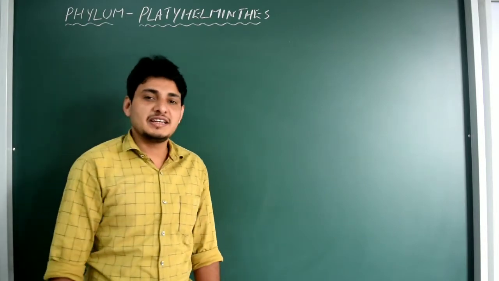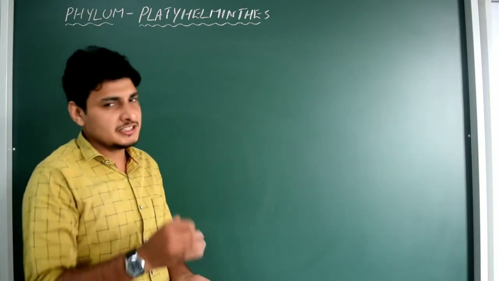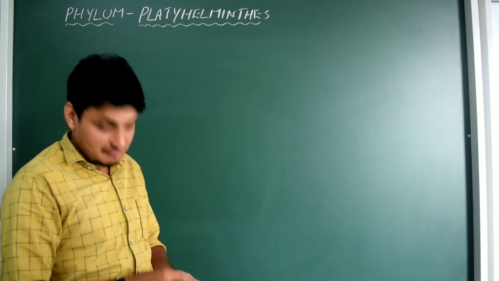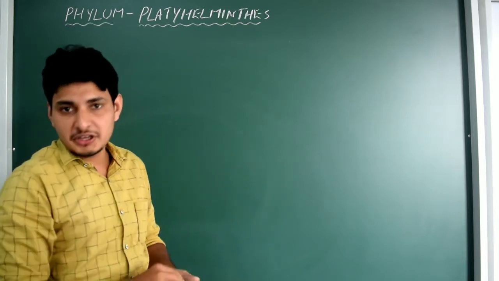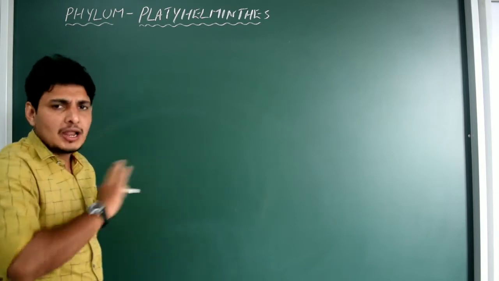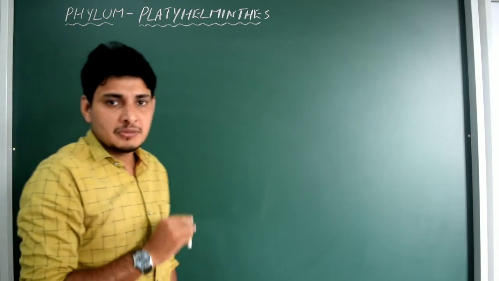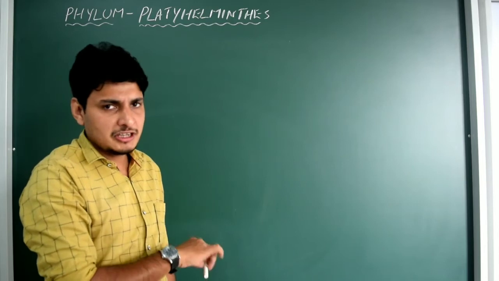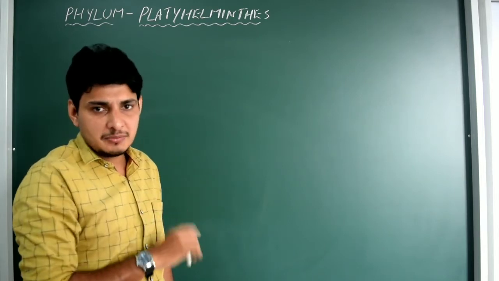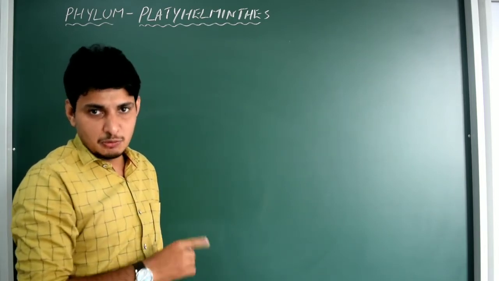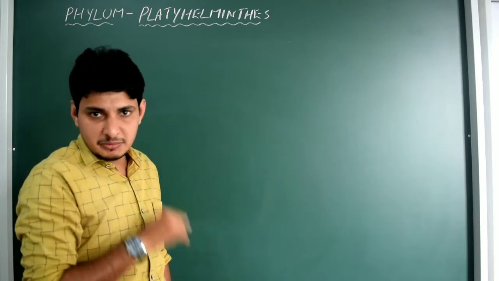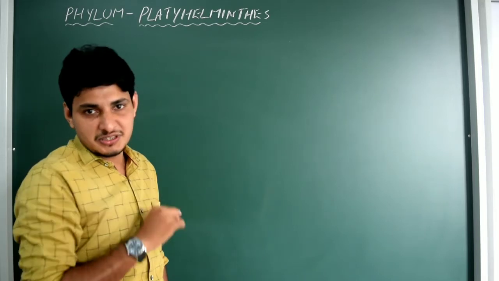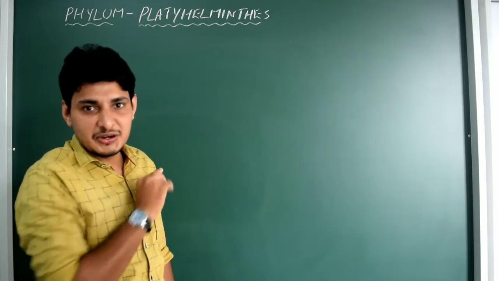Let us learn about the next phylum, that is Platyhelminthes. What is the common name of Platyhelminthes? Flatworms, because they are dorso-ventrally flattened organisms. Correct? Okay. They are all endoparasites. At the same time, they are acoelomates. What is the meaning of acoelomate here? Coelom is completely absent, that is the body cavity is absent, even though they are triploblastic animals. They have all 3 germ layers, but body cavity is absent between ecto and endoderm.